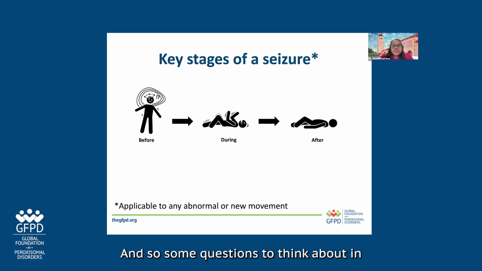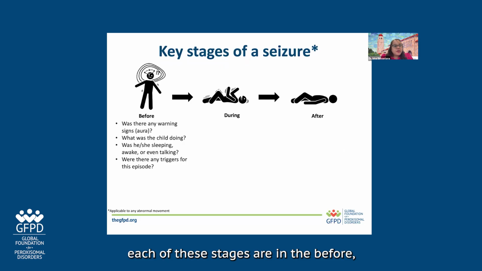Some questions to think about in each of these stages: in the before, was there any warning that this was going to happen? Many of my patients and parents will say, the patient just looked different. I can't pinpoint what, but I knew something was wrong. That's important to share. They look scared, they look pale. Also, I say child here because I'm a child neurologist, but it involves any individual. So what were they doing before the seizure happened?